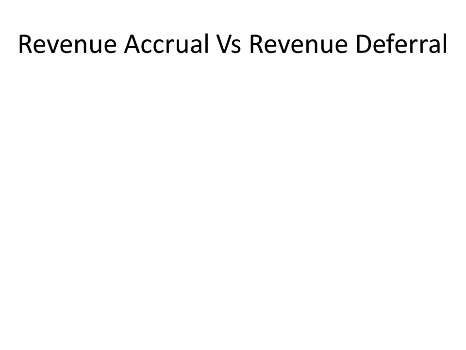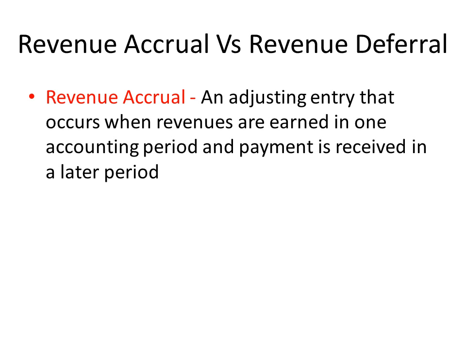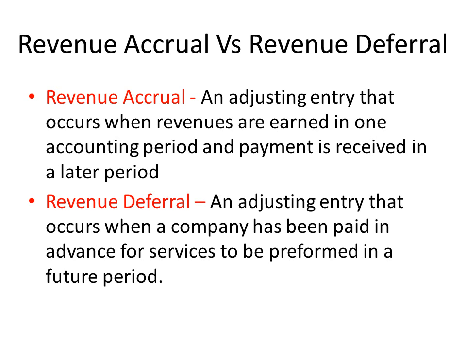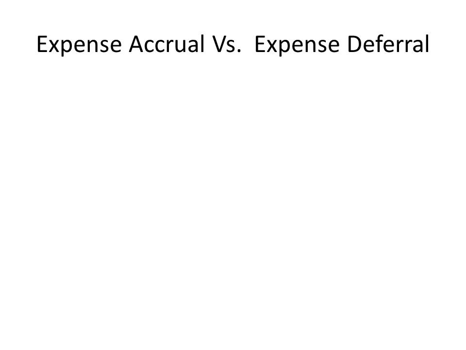Before we get into it, let's talk real quick about four key terms: revenue accrual and revenue deferral, expense accrual, and expense deferral. Revenue accrual is an adjusting entry that occurs when revenues are earned in one accounting period and payment is received in a later period. Revenue deferral is an adjusting entry that occurs when a company has been paid in advance for services to be performed in a future period. This would be the unearned revenue that we talked about, that liability account called unearned revenue, which you heard about a lot in that previous lesson.